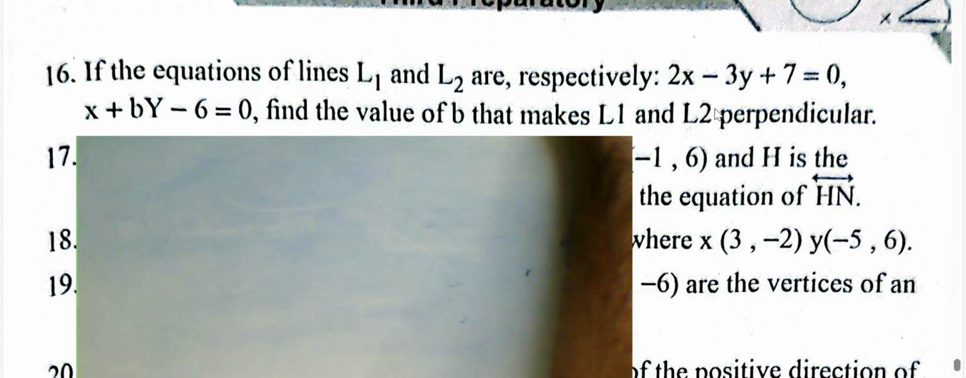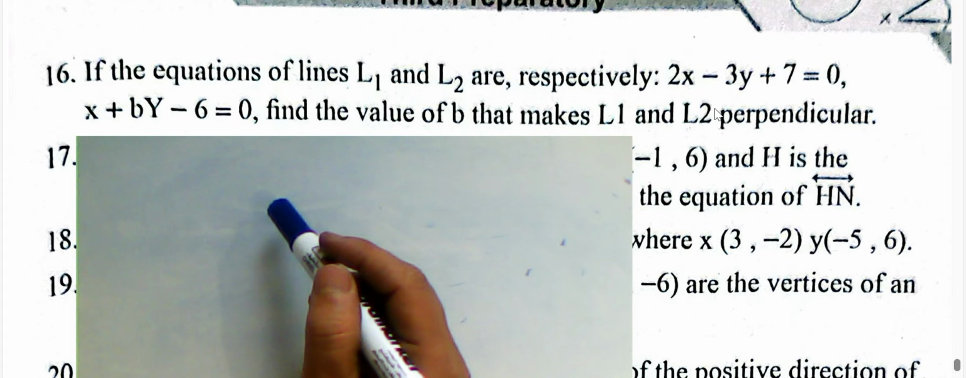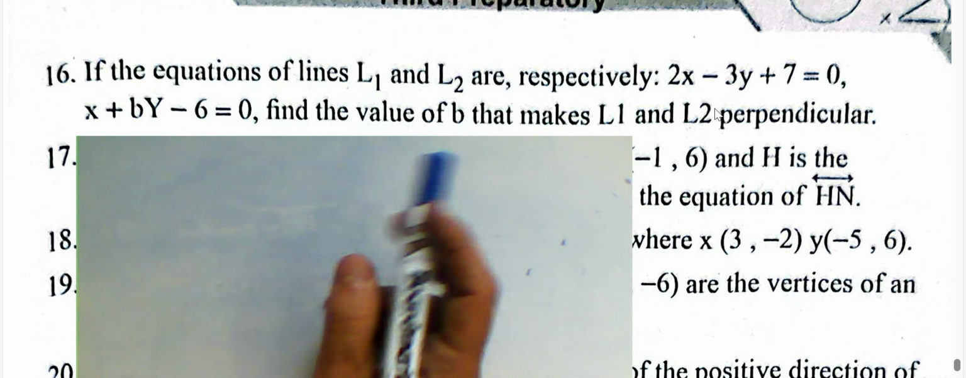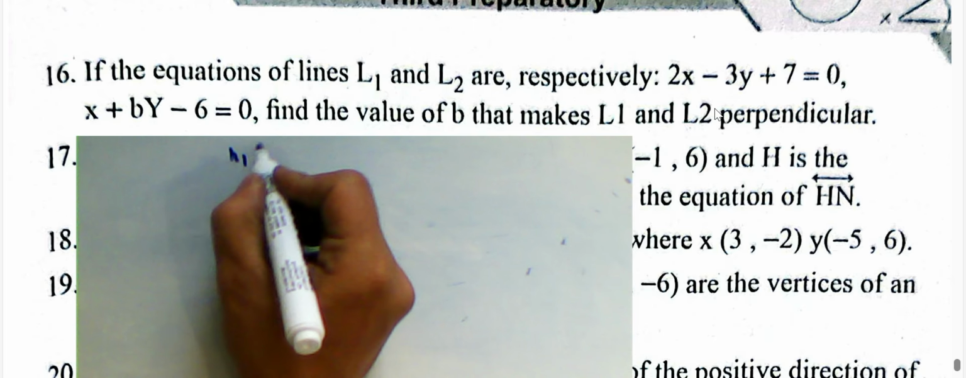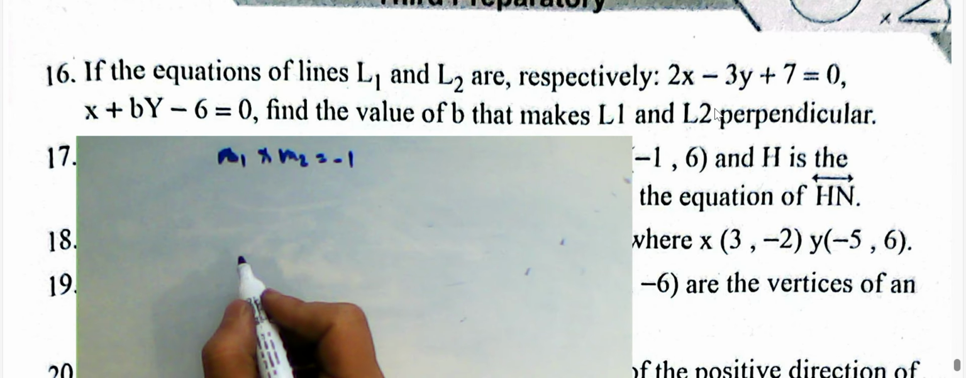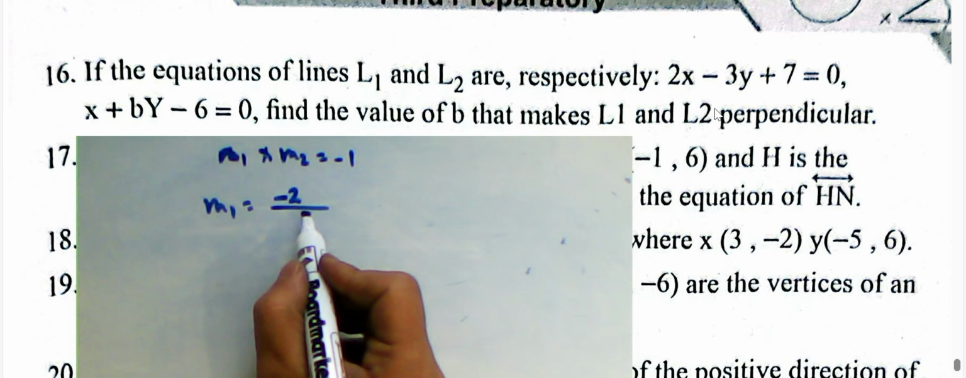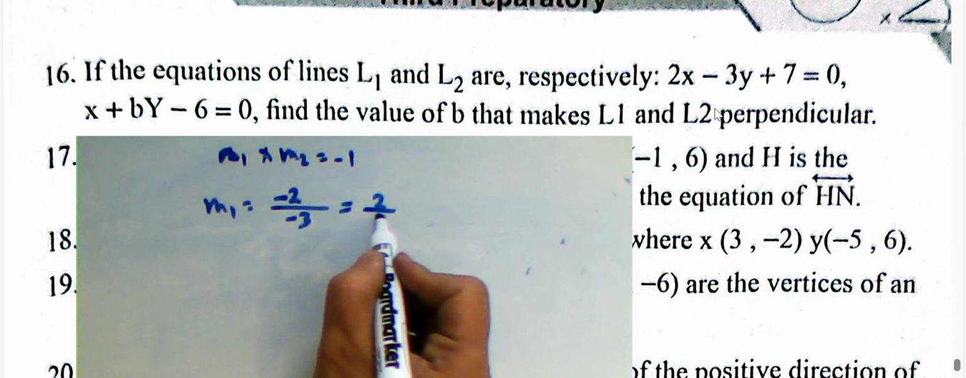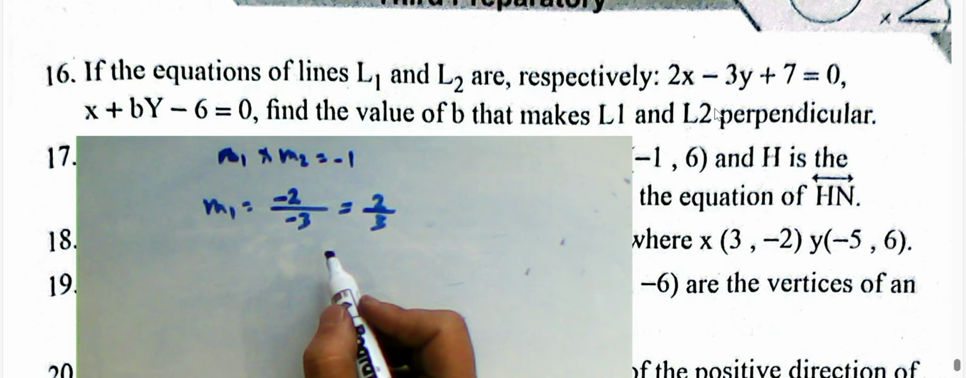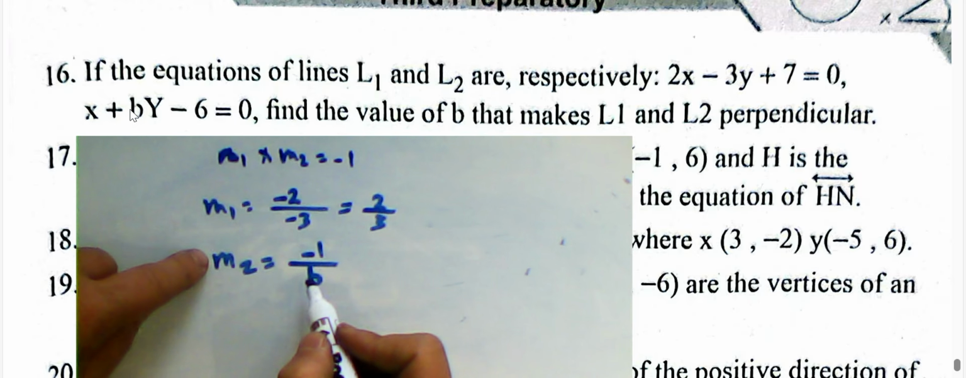Next question. The equations of L1 and L2 are given respectively. He wants to find the value of b if L1 and L2 are perpendicular. Perpendicular means slope 1 multiplied by slope 2 equals negative 1. Slope 1 equals negative coefficient of x over coefficient of y, which will be 2 over 3. And slope 2 is negative coefficient of x, negative 1, over coefficient of y.